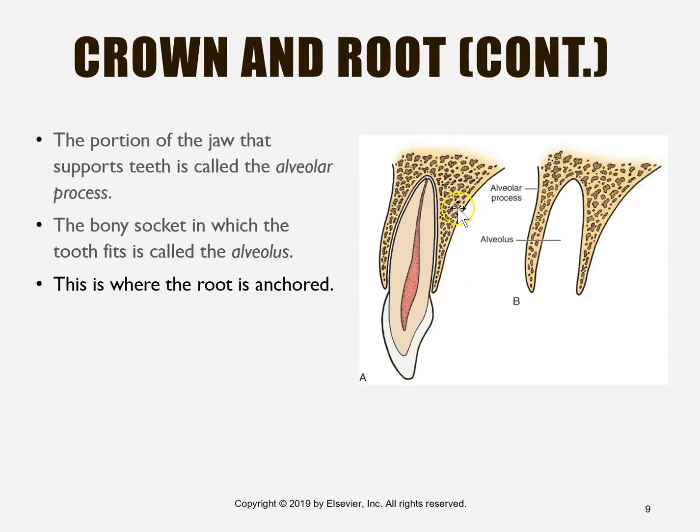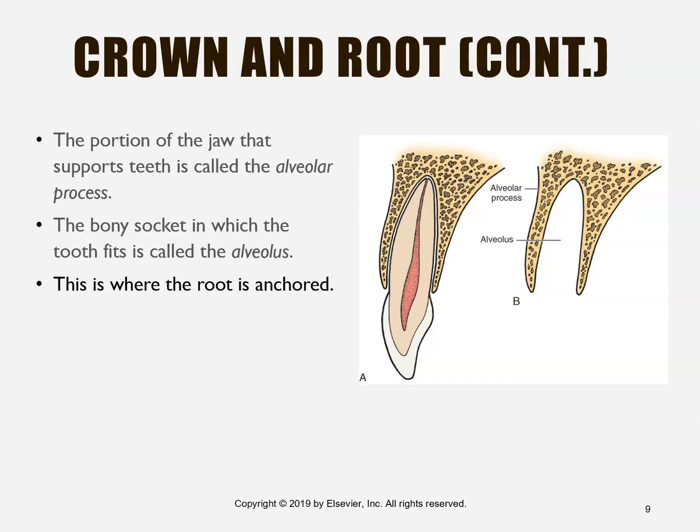This is your bone, and that bone is called the alveolar process. So the alveolar process is a bone that houses the teeth. And here we see a tooth that's secured into the alveolar process. And this empty space right here, if I were to take this tooth out, I would see this empty space, and that empty space is known as an alveolus. So this is where the root is anchored into the alveolus.